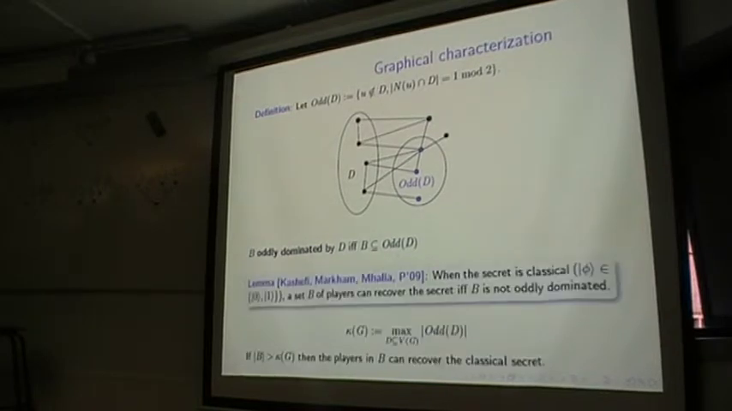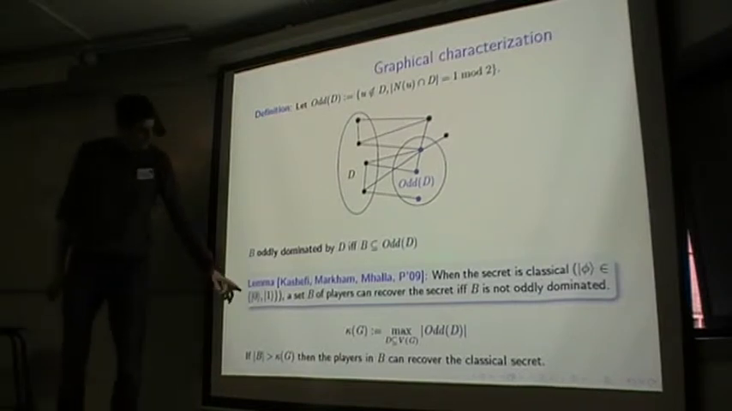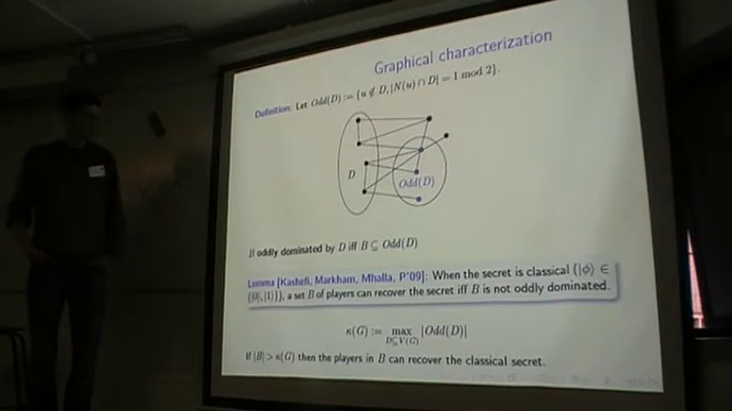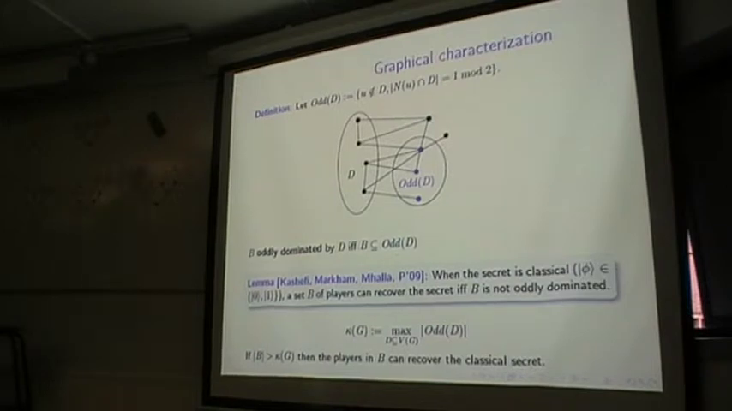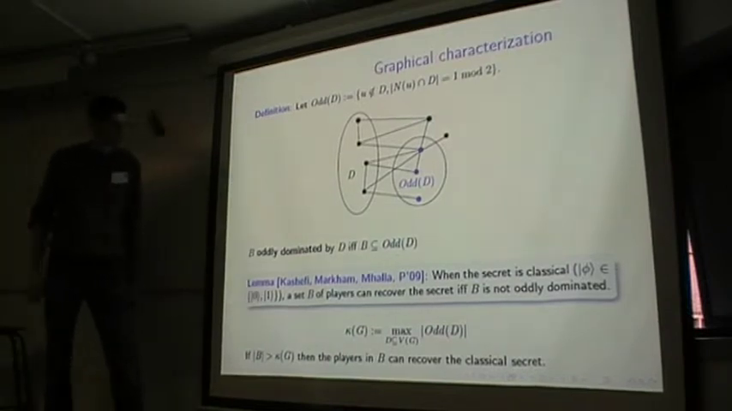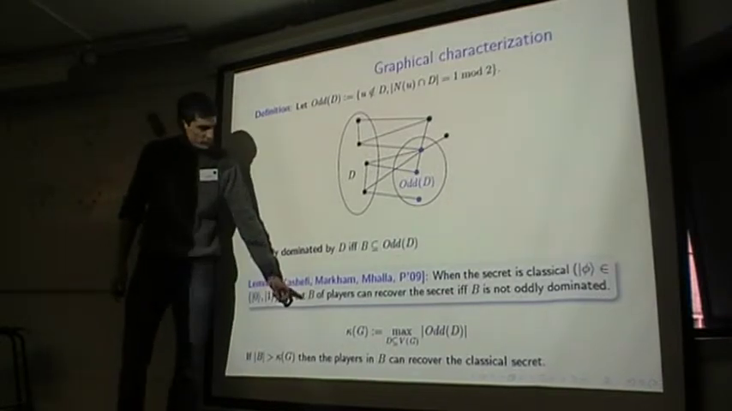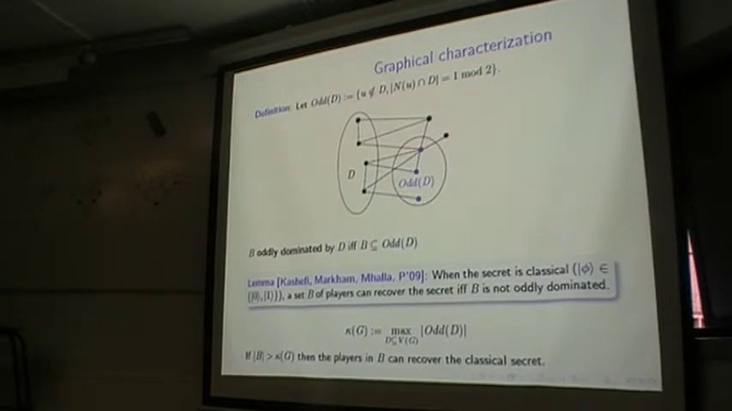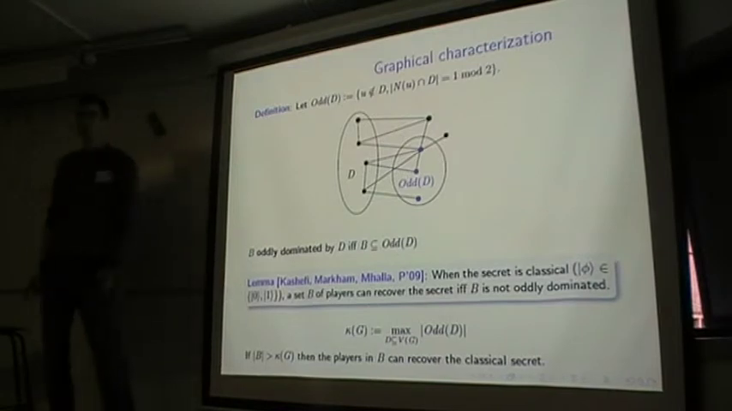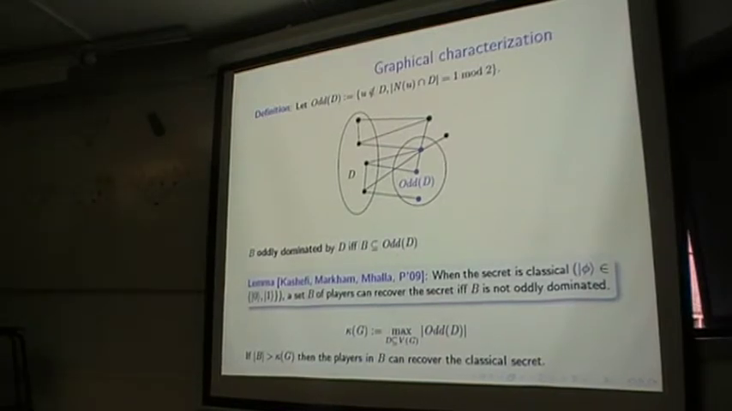And this notion of odd neighborhood is important for quantum secret sharing because we have proved, with Elham Kashefi, Damian Markham and Mehdi Mhalla, that when the secret is classical, it's just 0 or 1, then a set of players can recover the secret if and only if this set is not oddly dominated. If you are oddly dominated, it means that you cannot recover the classical secret. So we have a characterization of the set of players that can recover the classical secret using this odd neighborhood.